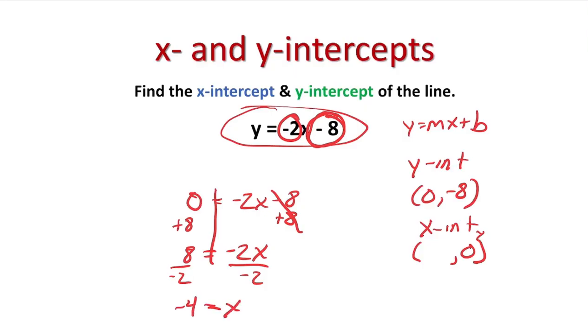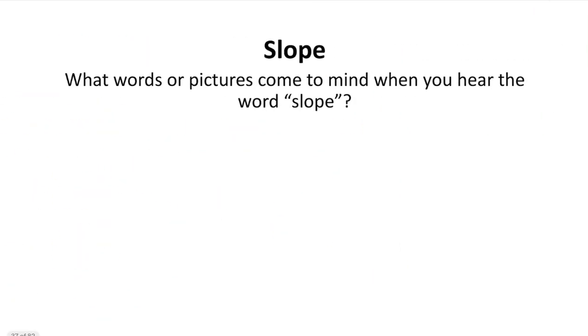-4 equals x. So the x-intercept, when y is 0, x is -4. And that's how you solve for that one. Okay? So the y-intercept's easy when you've got this form, but the x-intercept, you've got to do a little bit of work for it. Okay, let's talk about slope.